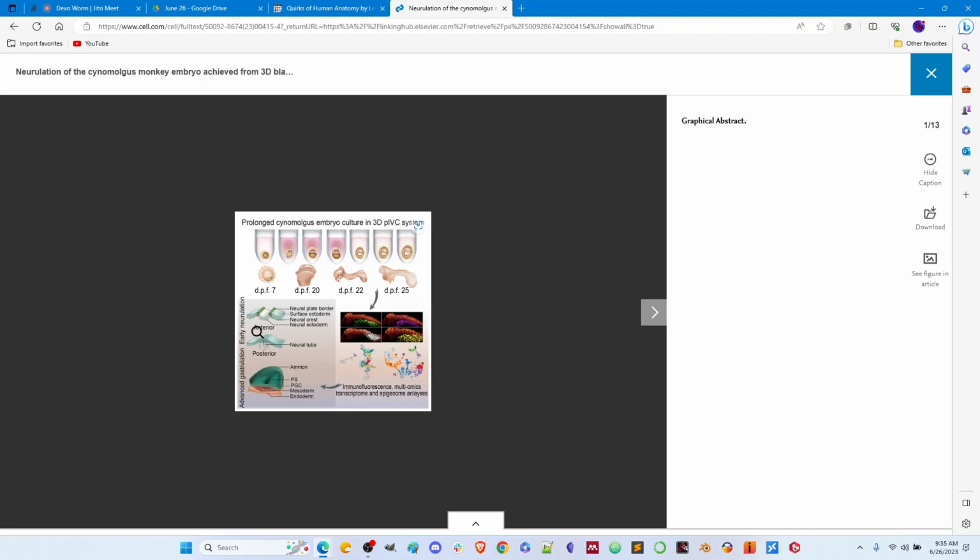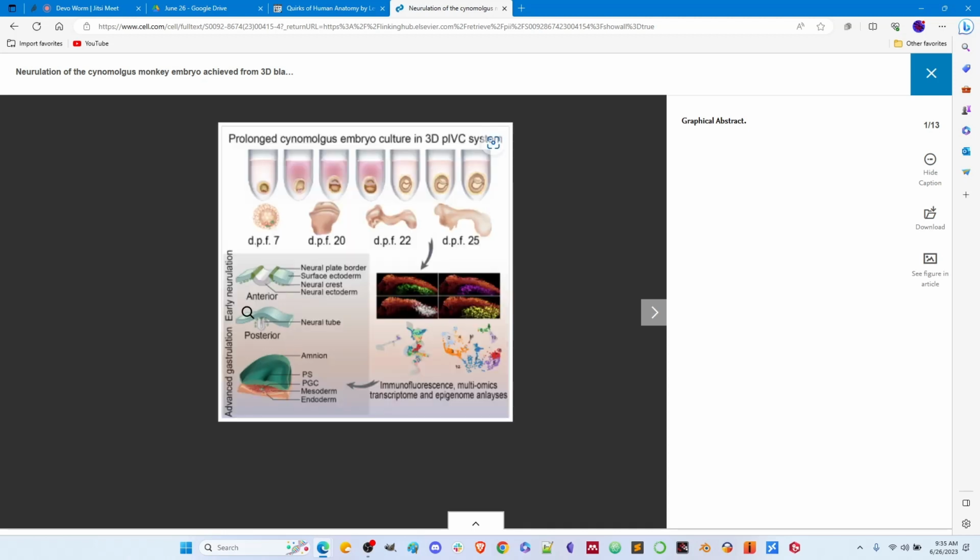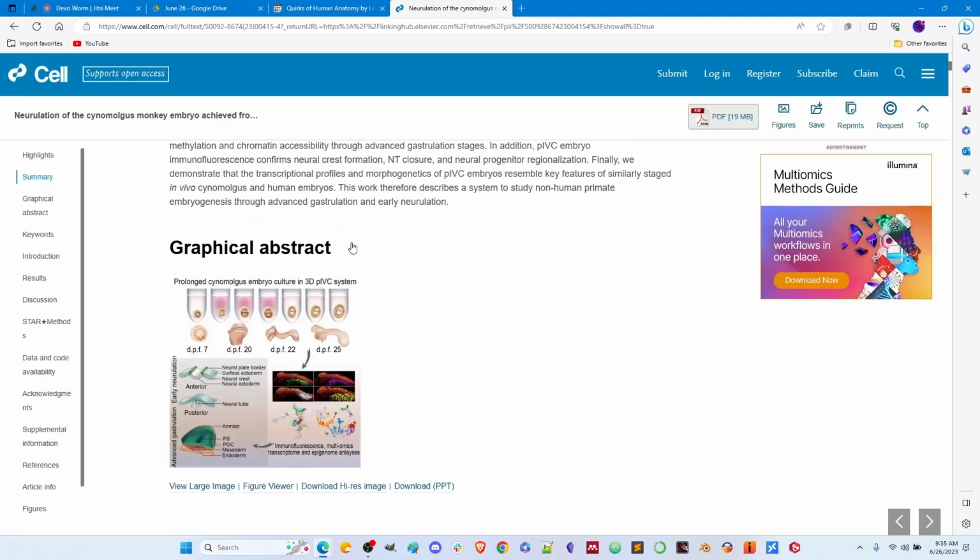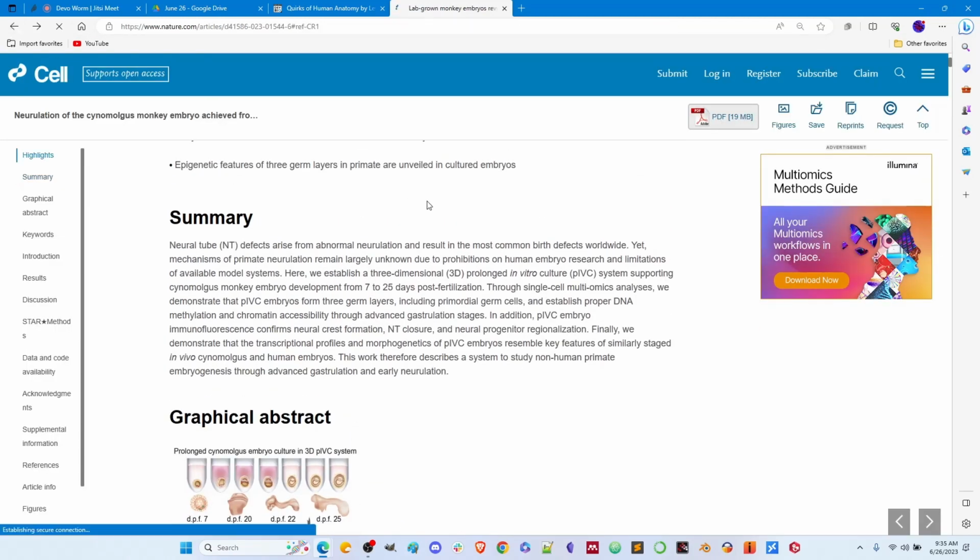Here you get, it's pretty small, you can't really see it, but you're starting to get neurulation here. You're starting to get a neural plate border and differentiation of the neural crest. Then you get the neural tube forming a little bit later, and then you get the amnion and the mesoderm and the endoderm. So you get all these different things happening in this embryo model. So those are those 2 papers that were published.